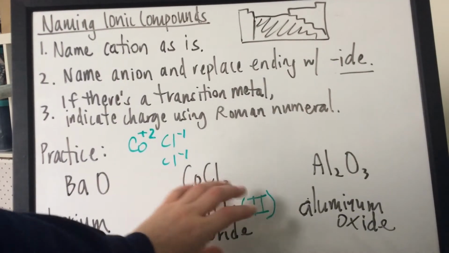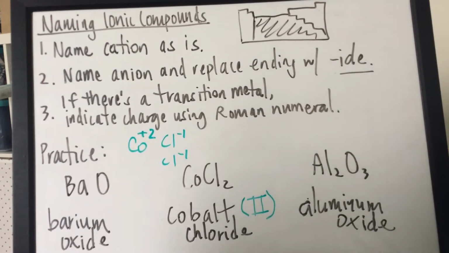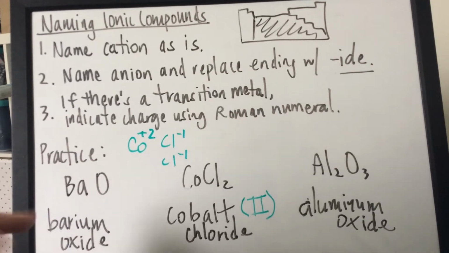Okay, but this name is not complete until I tell the reader of the name in my formula that it has a charge. I didn't have to do that here with barium because we know barium's charge is +2, right? Barium's right here. And it can never be anything different. But cobalt is a transition metal, and cobalt's charge can change depending on its formula. So if it's a transition metal, you have to think about that, and we have to keep that in mind.